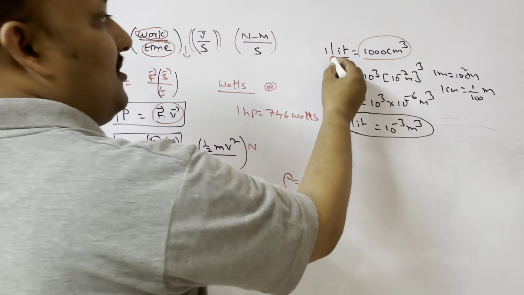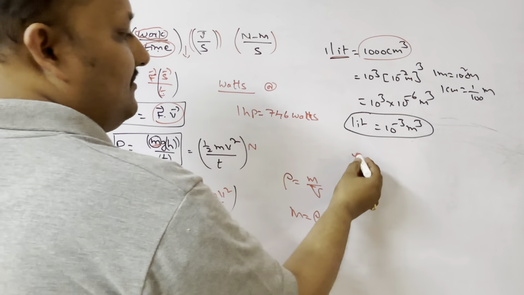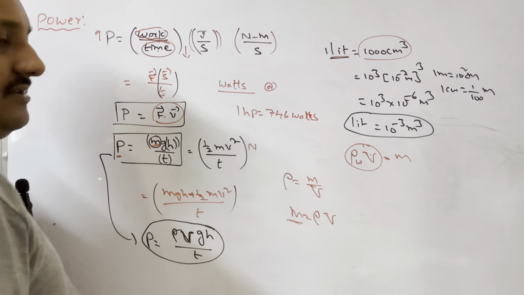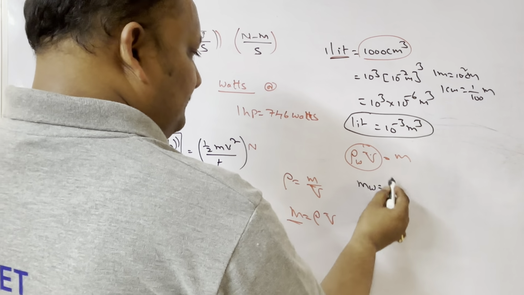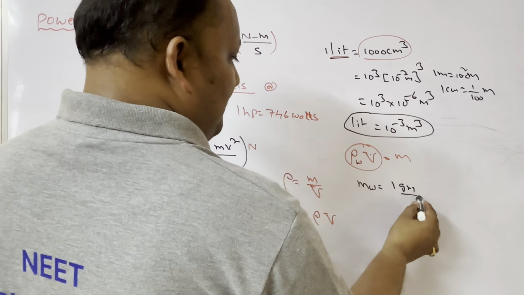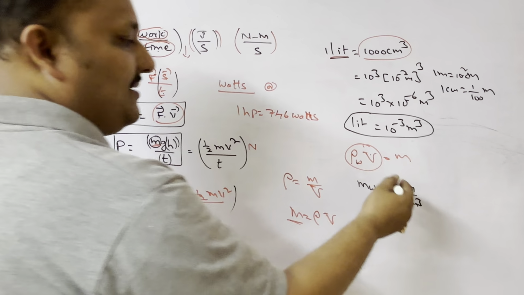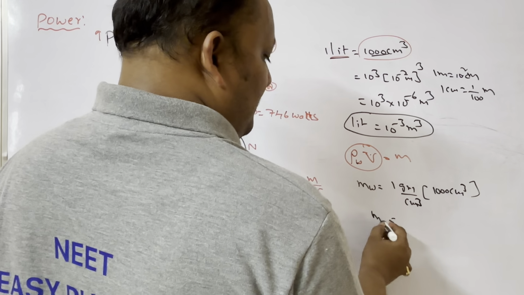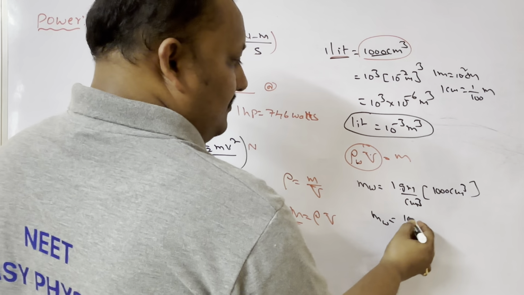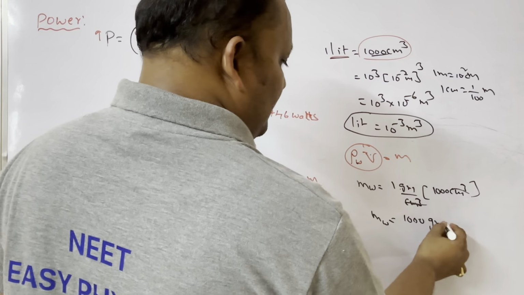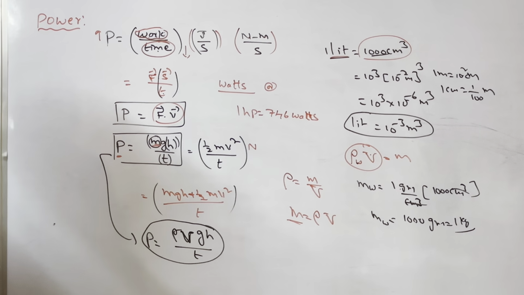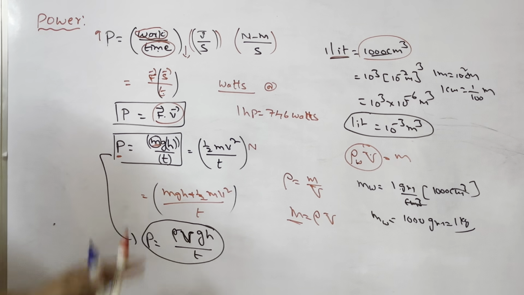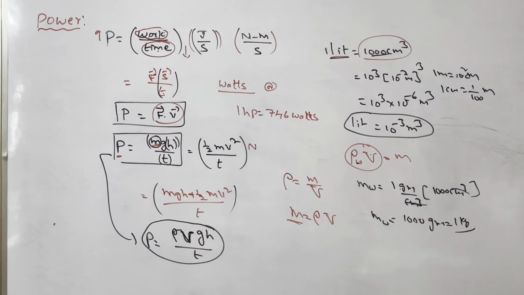So in a 1 liter water bottle, how much mass of water is there? Density of water times volume is equal to mass. The density of water is how much? 1 gram per centimeter cube, otherwise 1000 kg per meter cube. The volume is 1000 centimeter cube. Therefore, the mass of water is equal to 1000 grams, that is 1 kg. So these are the equations for power. How these equations will be changed in our competitive exam, we will see.